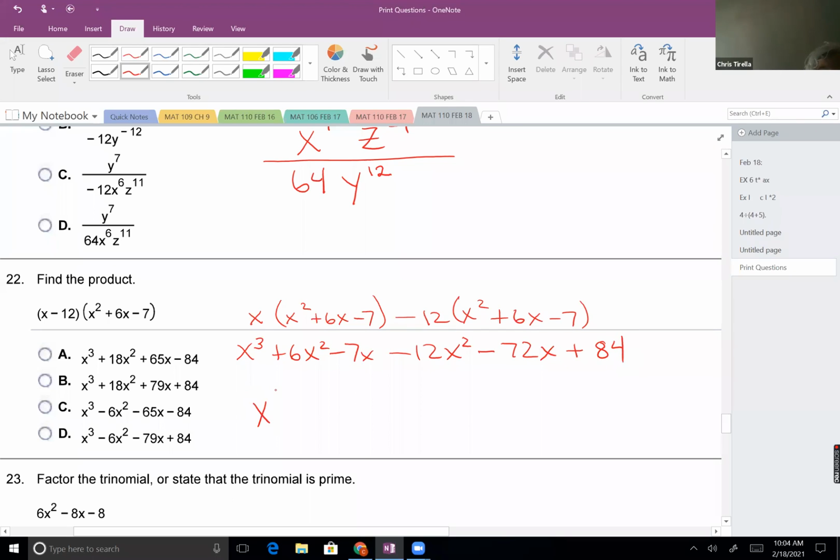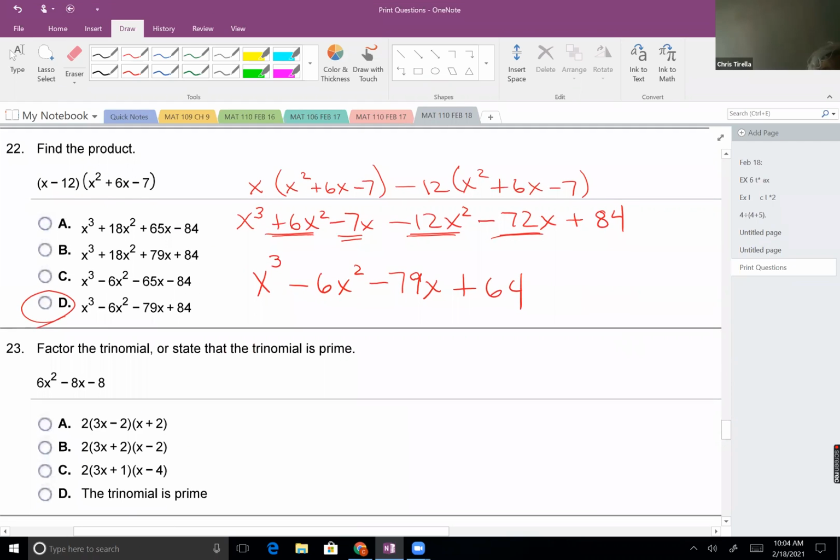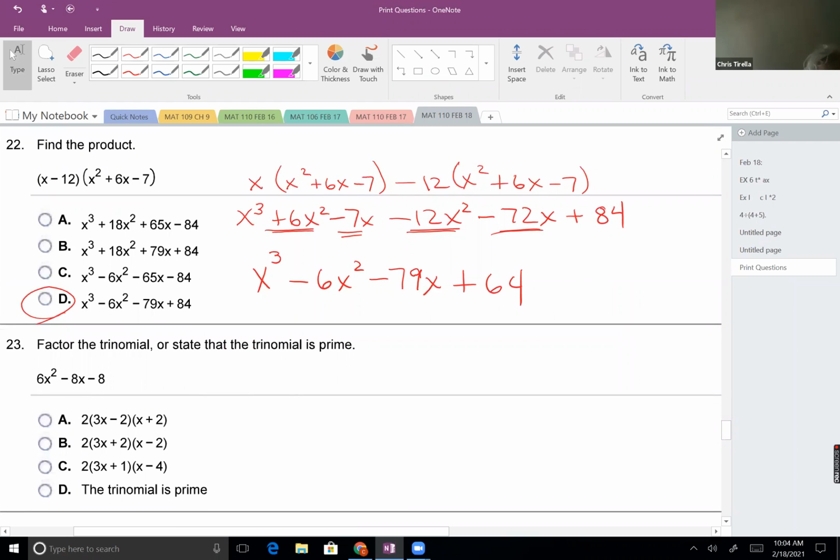So I have x cubed, 6x squared minus 12x squared would give me minus 6x squared. Negative 7 minus 72 is negative 79x plus 84. And so it looks like that's choice 2. That one okay? Yeah, that one's okay. Next one asks you to factor.